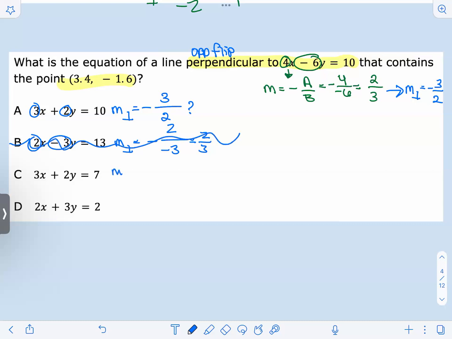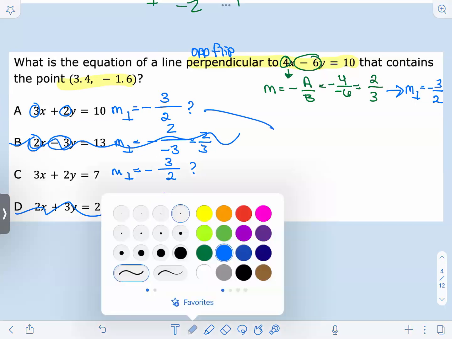Let's go to answer choice C. M perpendicular. We get a negative. We're going to put the line. We get 3 over 2. Same deal as A. That's a maybe. D, M perpendicular, negative. Put the line. 2 over 3. Negative 2 over 3 is not the correct thing we want. We want negative 3 over 2.